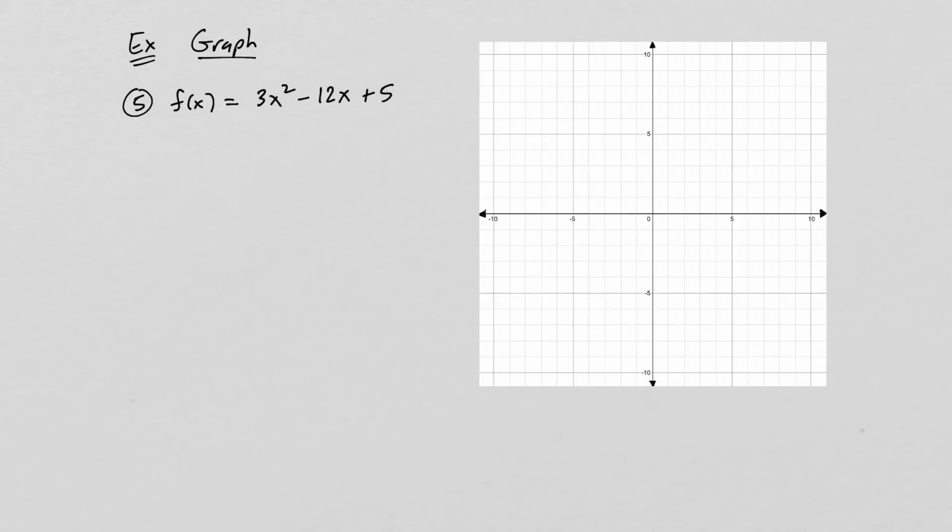Okay, so I would like to graph this quadratic equation, or quadratic function, I should say. And I'm going to do it two ways. I'm going to find the vertex by completing the square, and then I'll find the vertex by using the vertex formula, which of course will be easier. So first, let's look at completing the square.